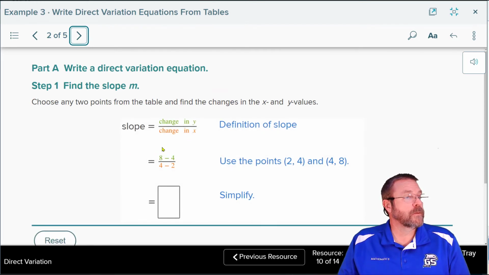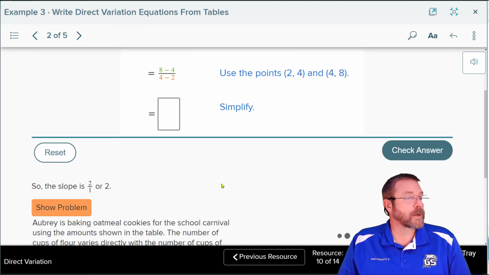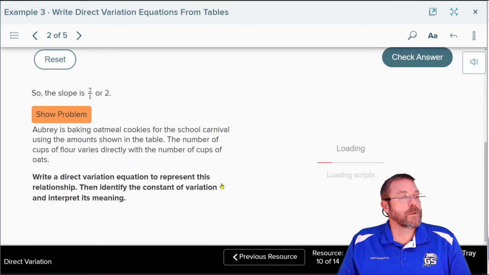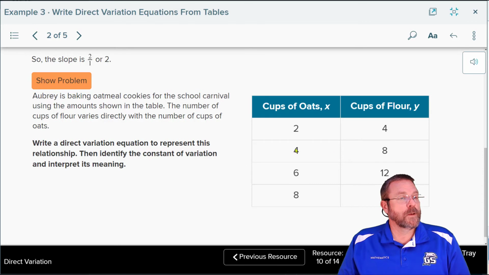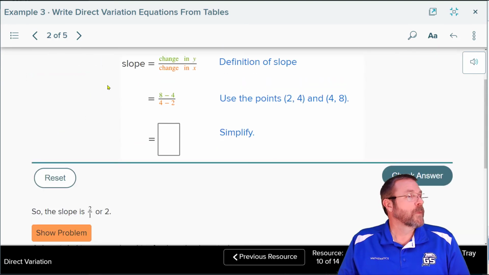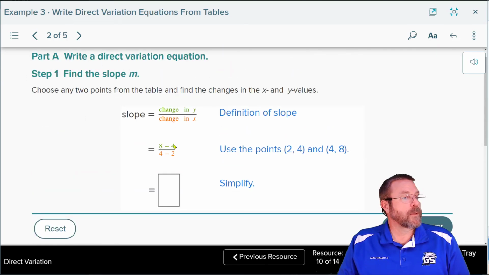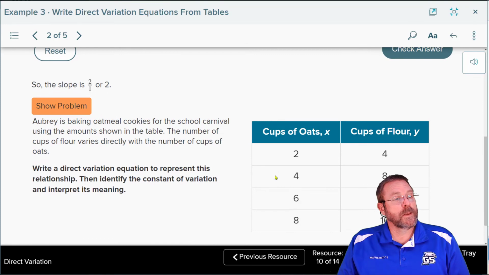They said pick 2 points, because if you go back down here, you can see they ended up using the first row and the second row. So y sub 2 was 8 minus y sub 1 is 4. And that's what they did right here, 8 minus 4. And then they said that x sub 2 is 4 minus x sub 1 is 2.